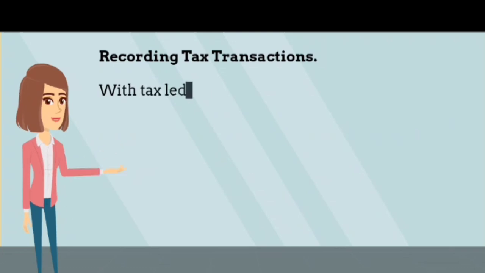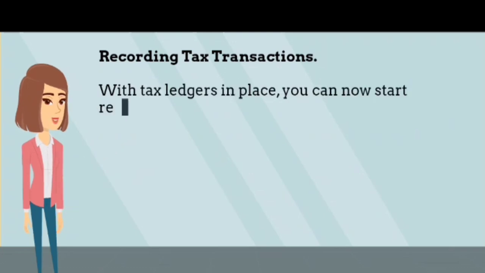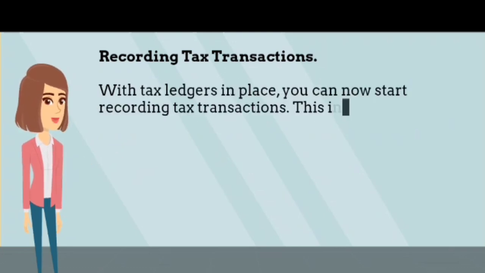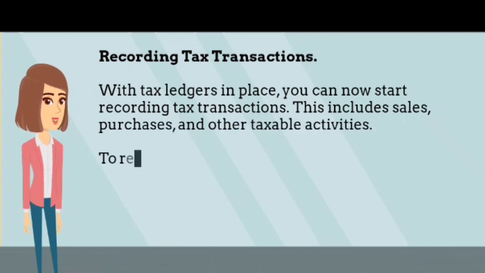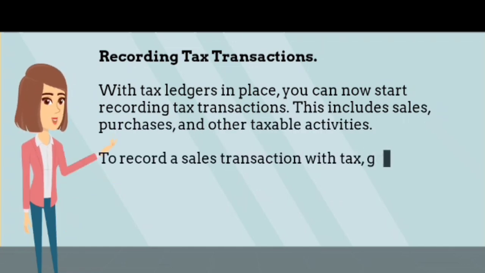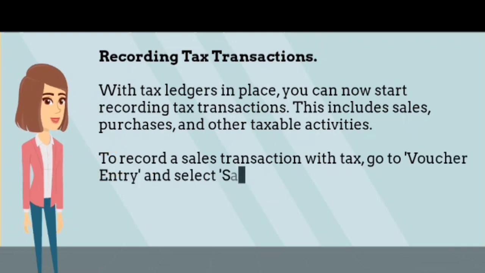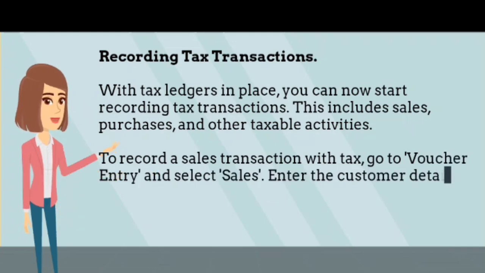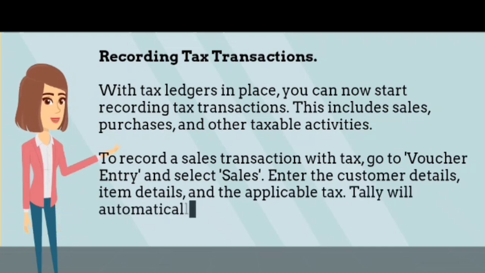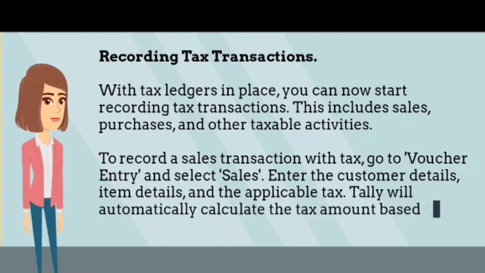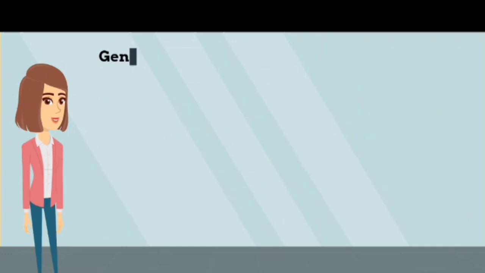Recording tax transactions. With tax ledgers in place, you can now start recording tax transactions. This includes sales, purchases, and other taxable activities. To record a sales transaction with tax, go to Voucher Entry and select Sales. Enter the customer details, item details, and the applicable tax. Tally will automatically calculate the tax amount based on the configured rates.